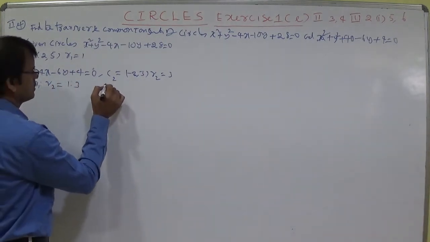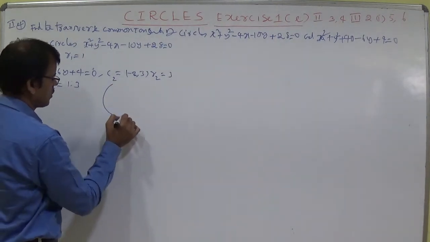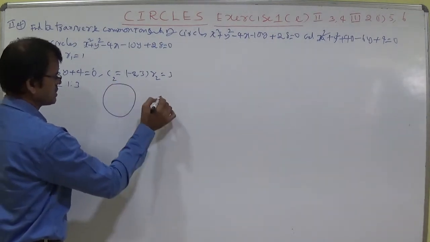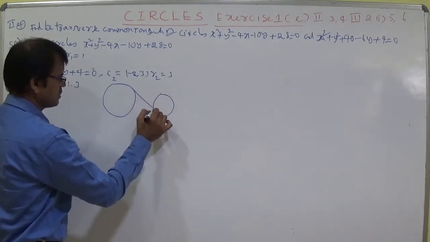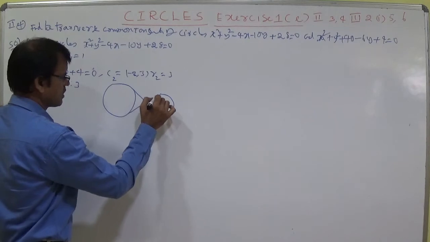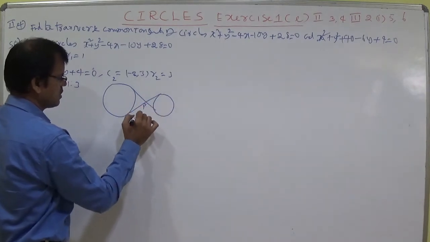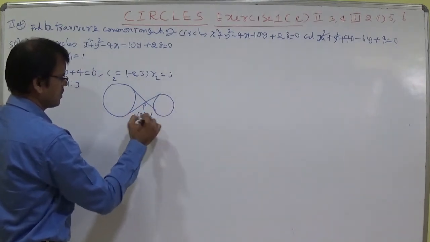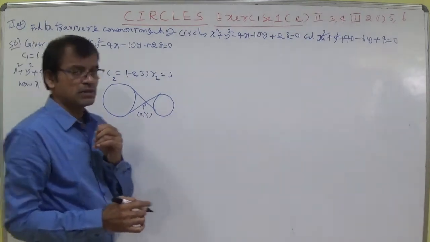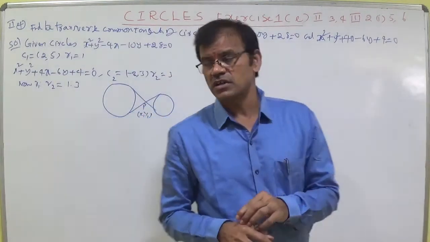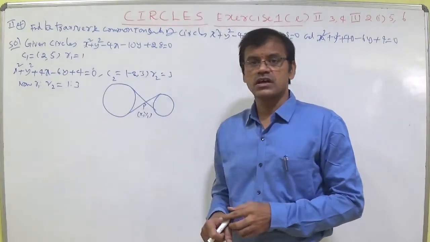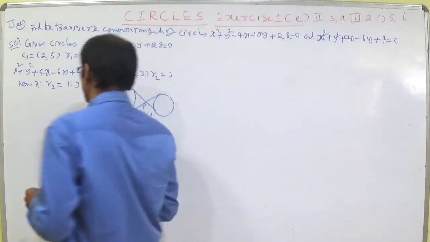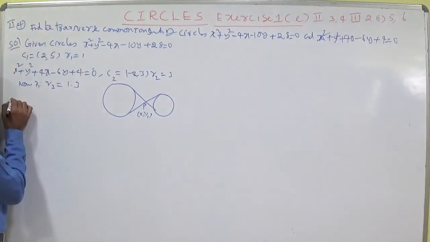Draw the diagram like this. C1C2 greater than R1 plus R2. No need to calculate because we are asked directly for the transverse common tangents. These are the shape of transverse common tangents. This is P, here P is (x1, y1). Whenever the point P lies inside the circle, we should understand P (x1, y1) is the internal center of similitude. Now, write ICS.